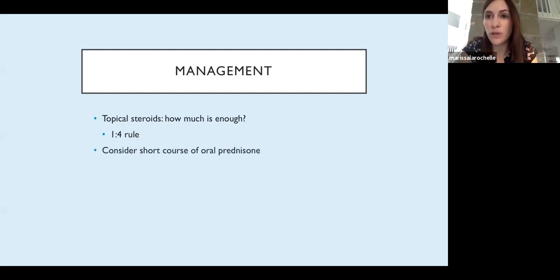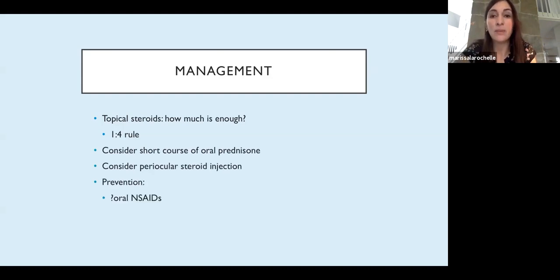With patients with severe anterior segment inflammation that you know is not infectious, you can consider a short course of oral steroids or a sub-Tenon's Kenalog. And then prevention. I have a question mark near oral NSAIDs. There's pretty good evidence that long-term oral NSAIDs, such as naproxen, taken regularly, can prevent the recurrence or suppress the inflammation and decrease the episodes of anterior uveitis in B27 disease.